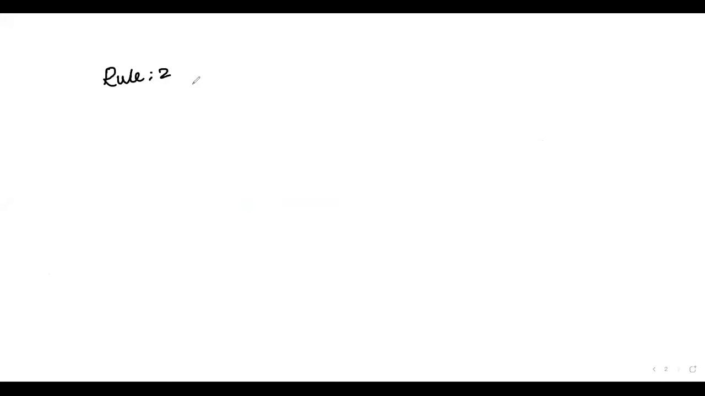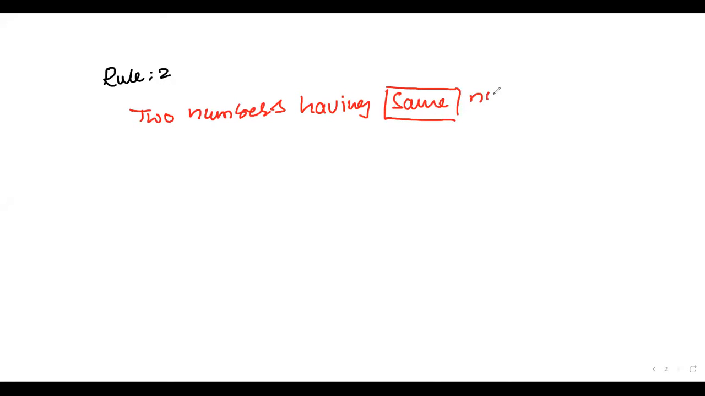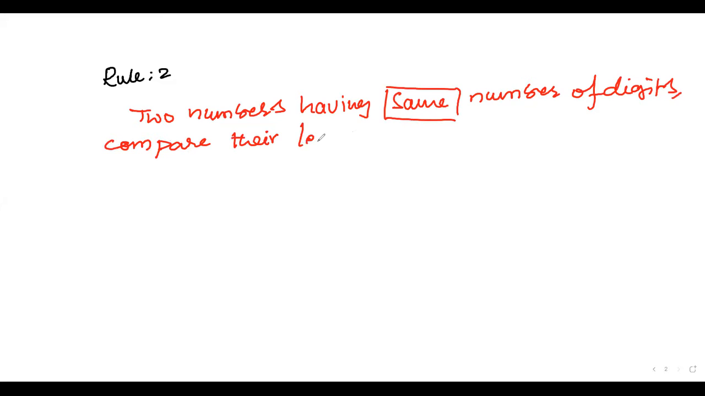If two numbers have the same number of digits, we must remember that word, same. Same number of digits. What should we do to find out the greatest and the smallest? We just compare their leftmost digits.